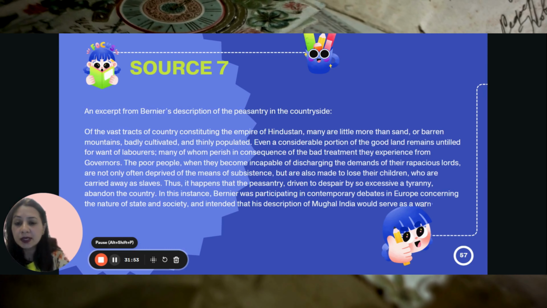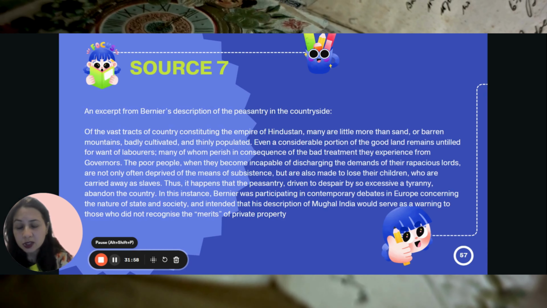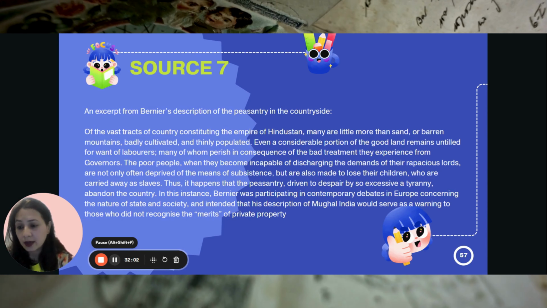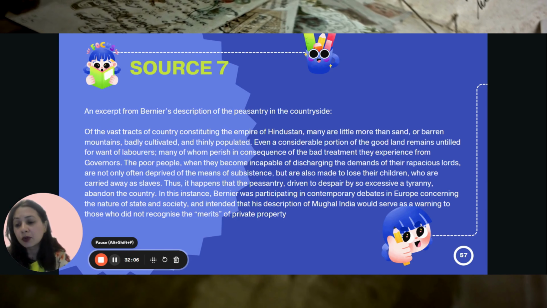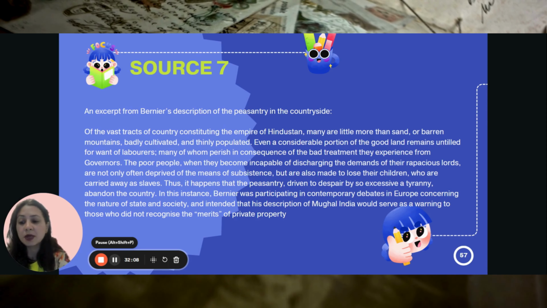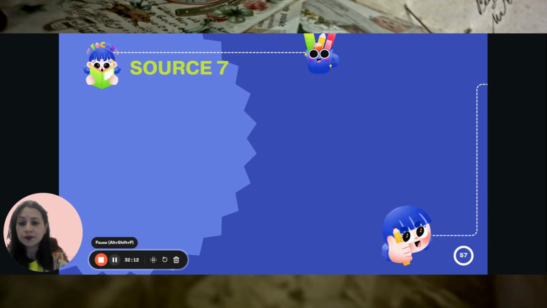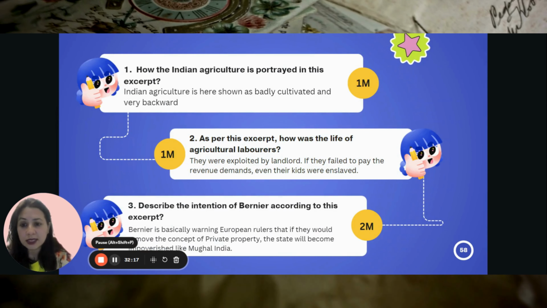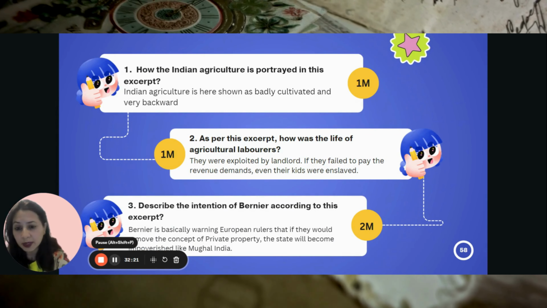Next is Bernier's description of the peasantry in the countryside. Francois Bernier has written about crown ownership, which he did not like. And he warned the kings and the bureaucracy in France that you all must be aware of crown ownership as it was during the time of the Mughals. How is Indian agriculture portrayed in this excerpt? He has written that it is badly cultivated and very backward, crown ownership again.